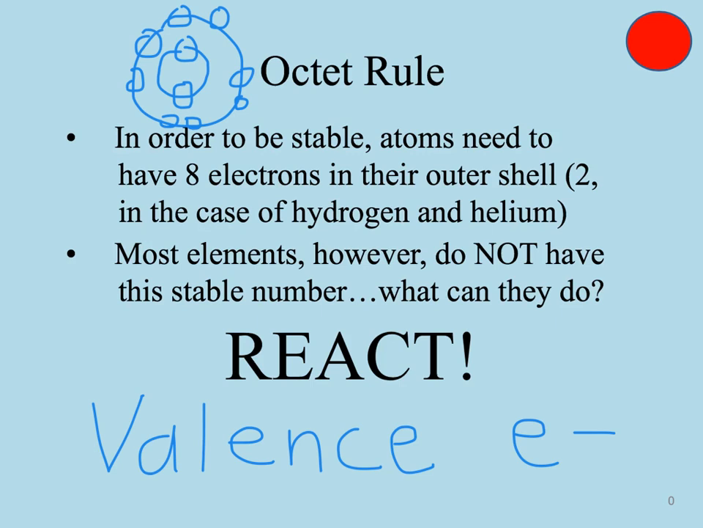Elements want to be stable, so they need to fill their outer shell, whether it's 2 in the case of the first 2 electrons, and the example of that would be hydrogen and helium, and then 8 for all of the other elements. They want 8 in that outer shell.